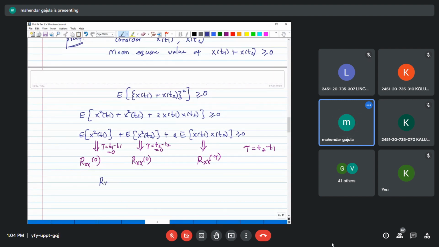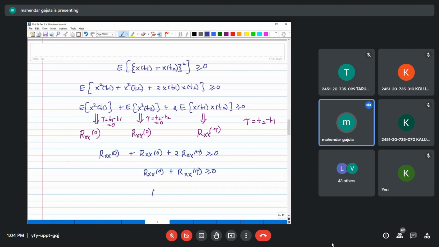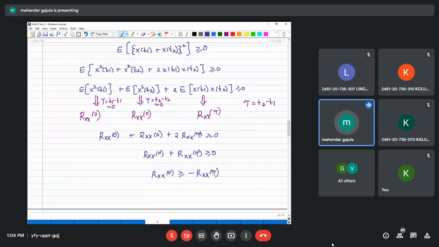Now let us write this as R double X 0 plus R double X 0 plus 2 R double X tau, tau greater than or equals to 0. So let us take 2 common and write outside. Anyway, that goes to the right side, goes 0. So we can write it as R double X 0 greater than or equals to minus R double X tau. So we are going to find out the maximum value. Maximum value is the magnitude. So R double X 0 greater than or equals to the magnitude. So the autocorrelation function is maximum at tau equals to 0.